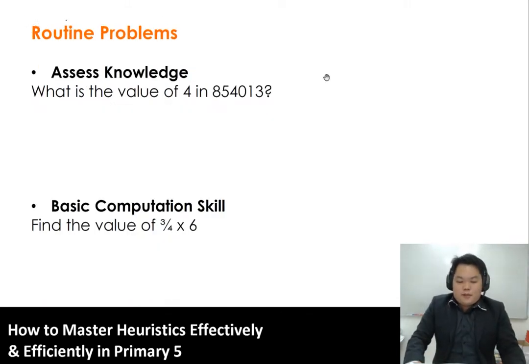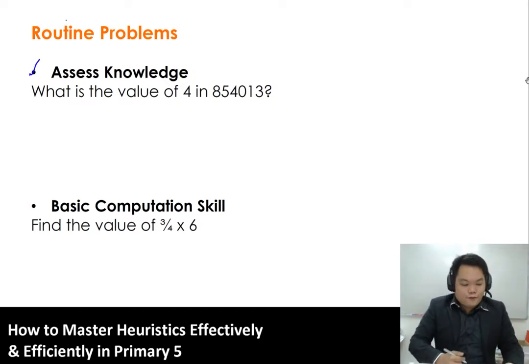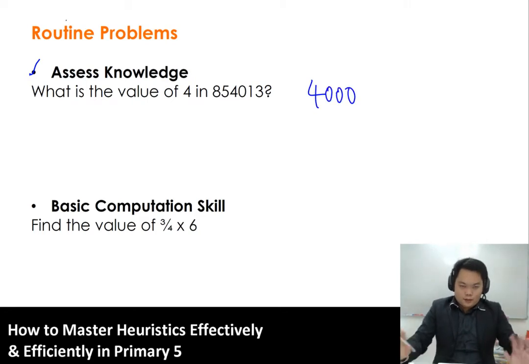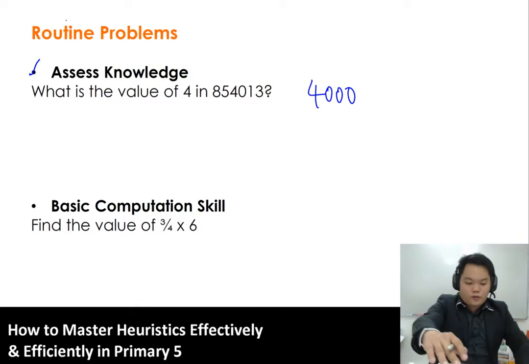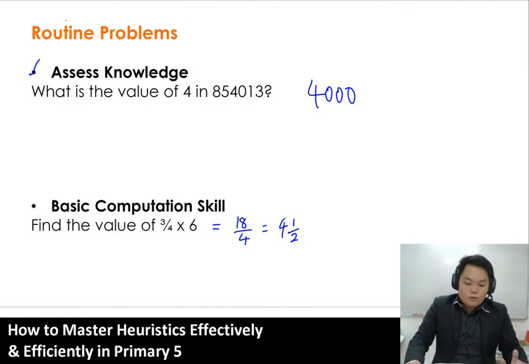Now, let me talk a bit about what are the differences between routine problems and non-routine problems. Routine problems are problems that assess knowledge, like what is the value of 4 in 854,013? Well, it's just 4,000. Nothing much to that. Basic computational skills, find the value of 3/4 multiplied by 6. So this is just going to be 18 out of 4. That simplifies down to 4.5. Nothing too difficult, it's quite mechanical.